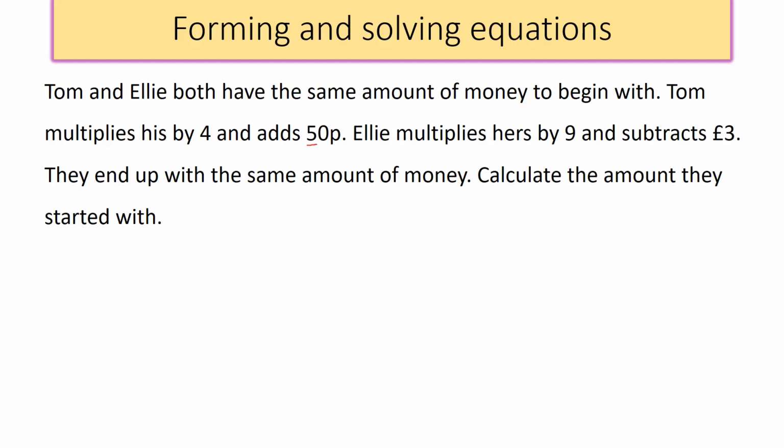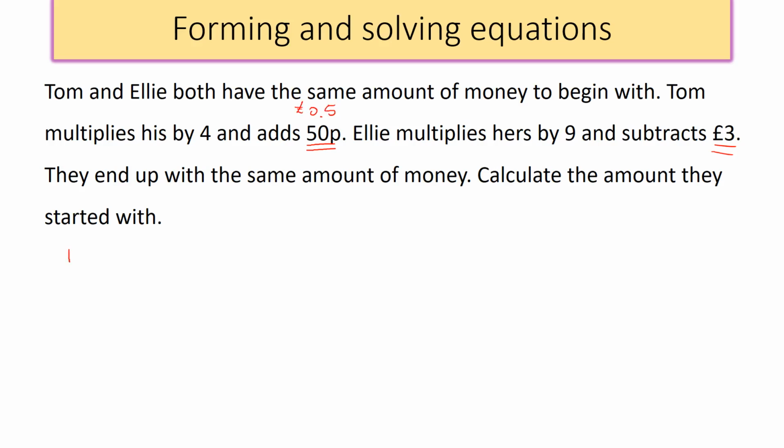So first thing I need to deal with is units. You see that when we're talking about Tom's money, we use pence, and when we're talking about Ellie's money, we use pounds. We want the same unit, so I'm going to convert 50p to pounds, and that is 0.5.